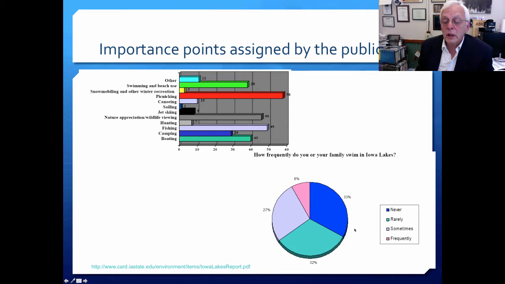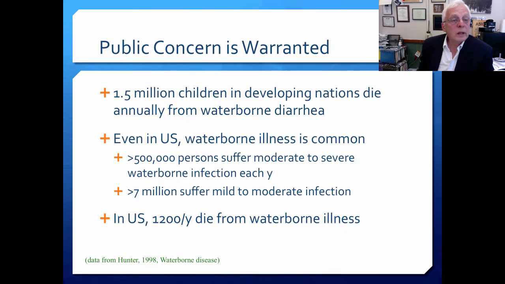about a third of the people who enjoy recreation around lakes in this region never swim in them, and another third of them rarely swim in them, and very few, about 8%, frequently swim in these waters. So people really understand. They're very cautious about the possibility of becoming ill in these sorts of eutrophic ecosystems. Public concern is really very warranted.